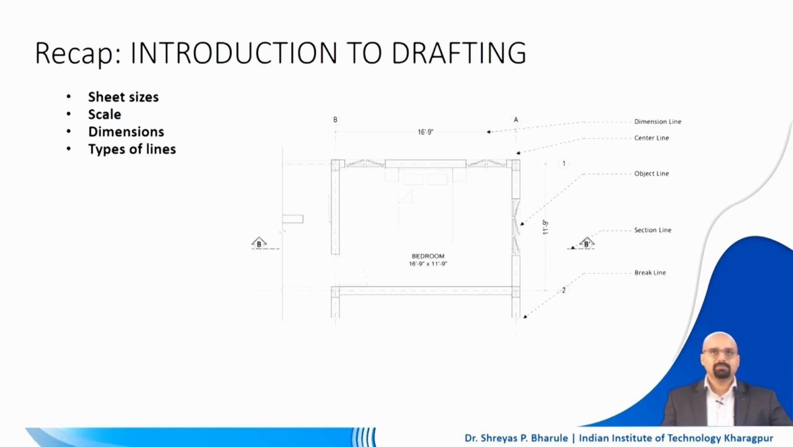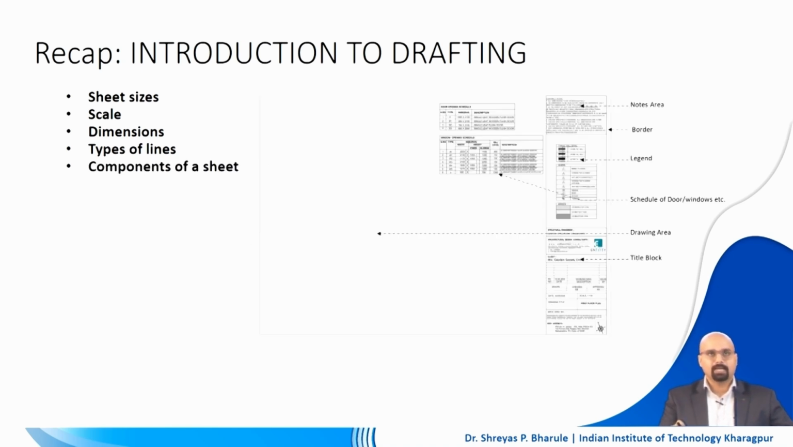All right. Next, we also looked at different types of lines. So we have the dimension line, center line, object line, section line, and the break line. We discussed these different types of lines and what they represent in a particular set of drawings.